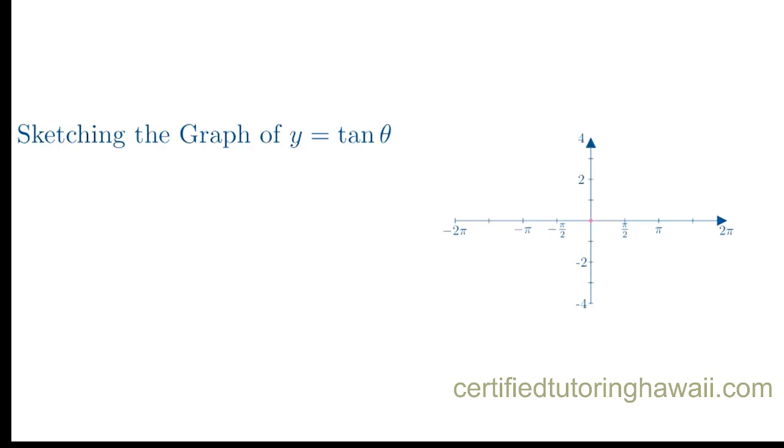Between any two consecutive asymptotes, the function is continuous. In our case, between negative pi over 2 and positive pi over 2. The function passes through the origin, since the tangent of 0 is 0.